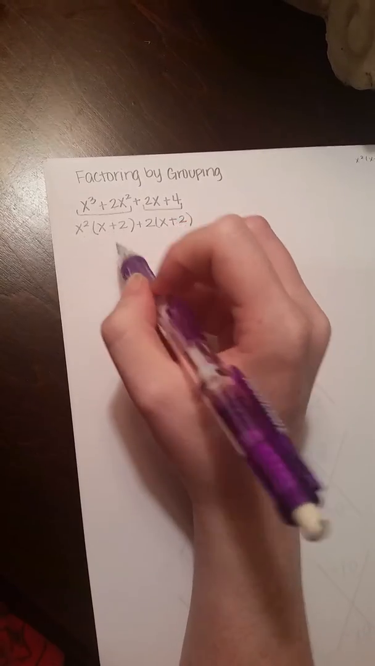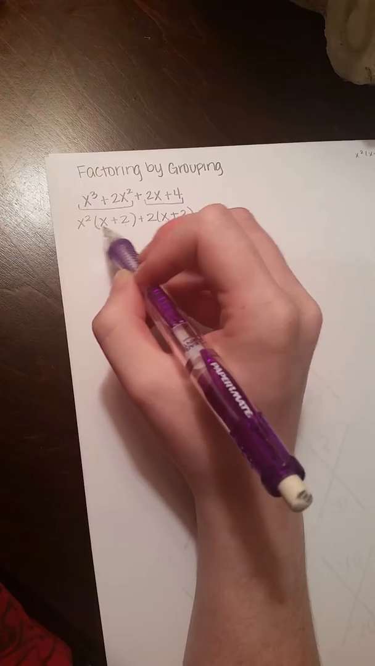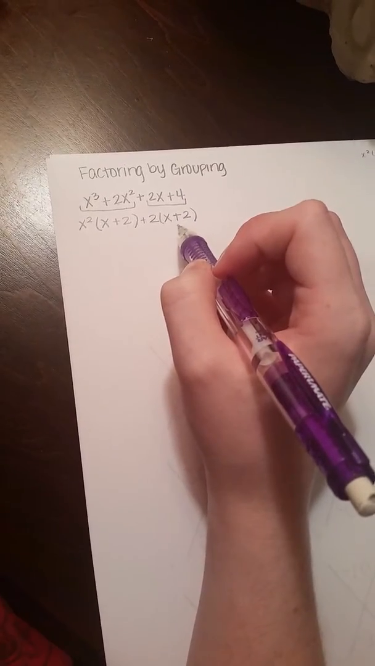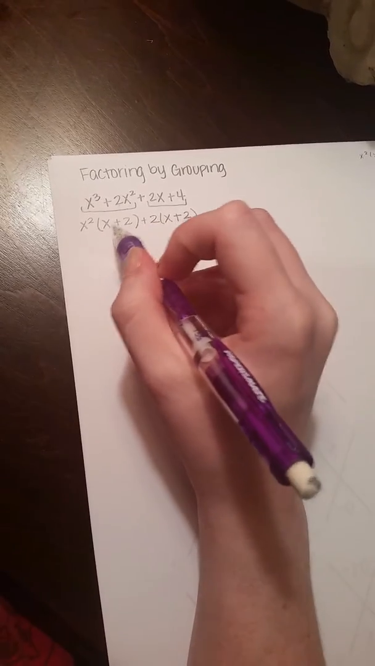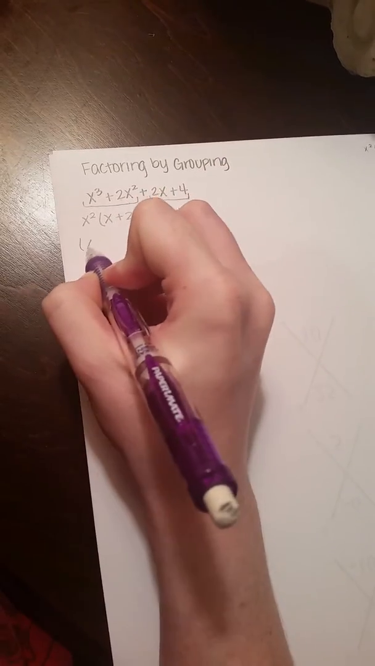So now, at this point, I'm done looking at it in separate groups, and I'm going to start looking at it as a whole. So now, just like before, I need to look for what these have in common. This time, I've got an x plus 2 that they have in common. So I'm going to take it out and pull it to the very front.